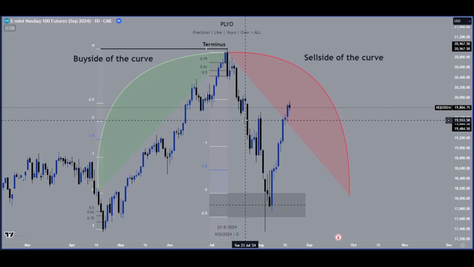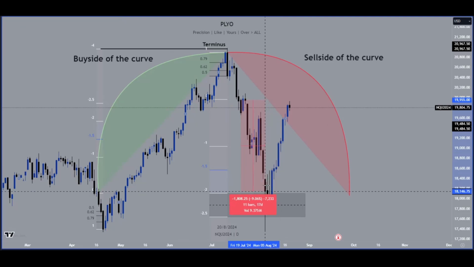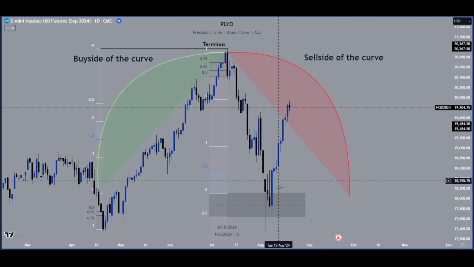But I was able to call out that we would get to -2 on this day, Friday the 19th, and I'll give you guys a screenshot of that as well. Remember, this is the daily chart. People call me crazy, all types of stuff, but we still got there, 1,800 points later, right? And so that's the type of stuff that's possible based on what I'm about to show you.